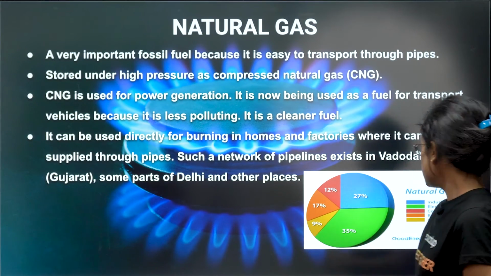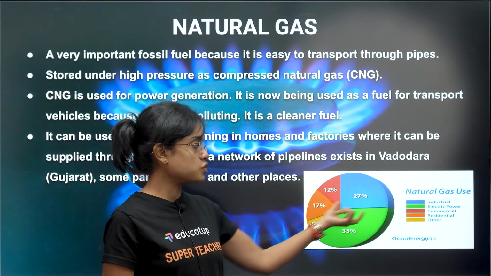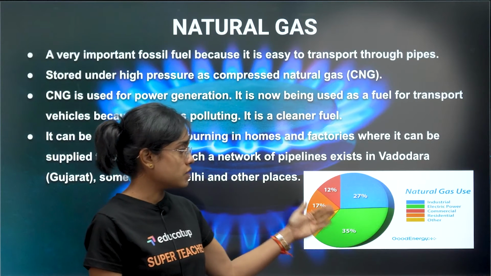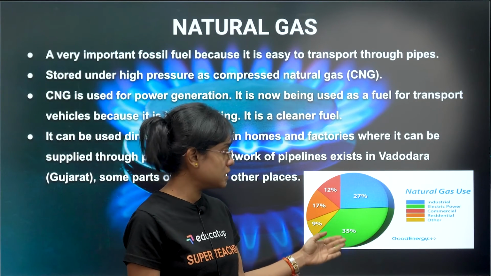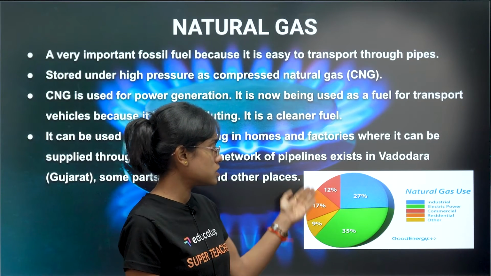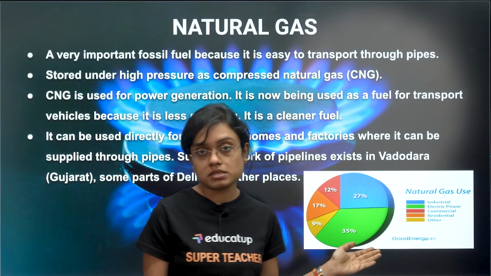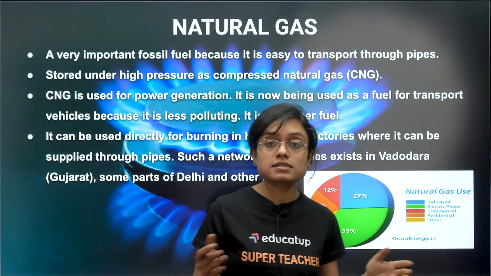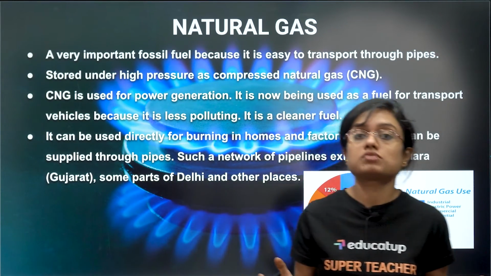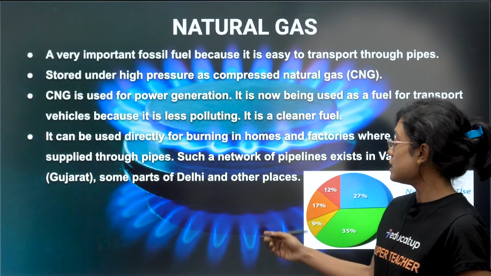Now, if you see, a pie chart is behind me in which we have shown you the natural gas usage. Industrial usage is 27%, then electric power usage is 35%, commercial usage is 12%, residential 17%, and other usage 9%. So you can see that natural gas is also having a whole lot of usage and it's expanding its areas in every field. Let's move ahead.